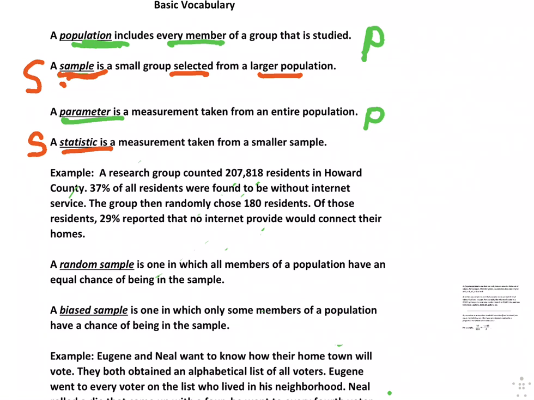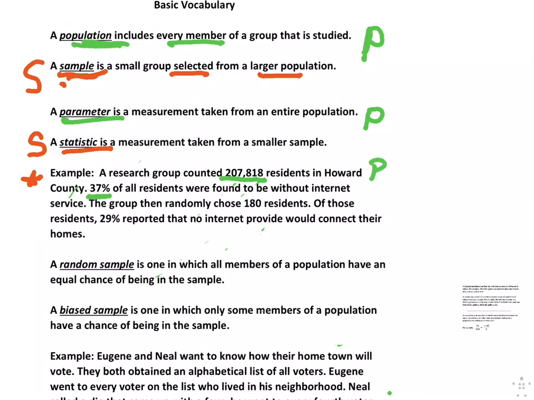Here's an example to clarify the difference between a parameter and a statistic. So let's look at this example right here. A research group counted 207,818 residents in a county, and 37% of those residents were found to be without internet service. Those two numbers count and measure an entire group, an entire population, and therefore those are parameters.